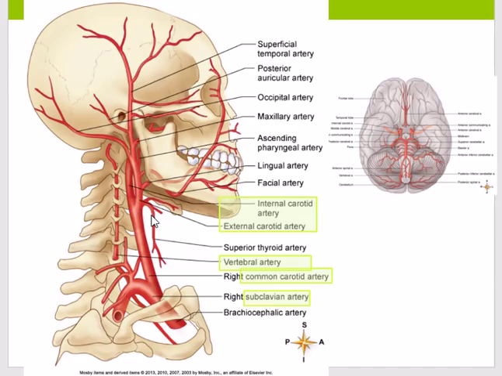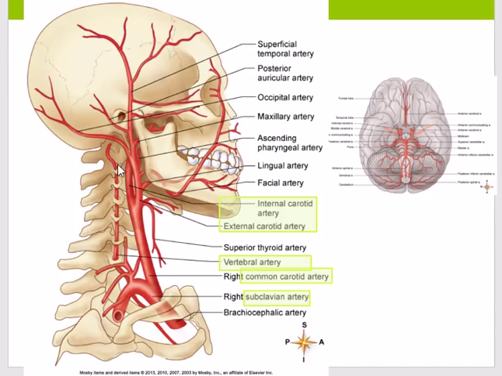You can see here the external, so let's go back. We have the right common carotid artery, which as we move up, you can see branches off into an external carotid artery and an internal carotid artery, which continue to head upwards towards the head. Another important artery here called the vertebral artery is, as you can see, passing through a foramen alongside the vertebral column, which passes upward toward the head as well.